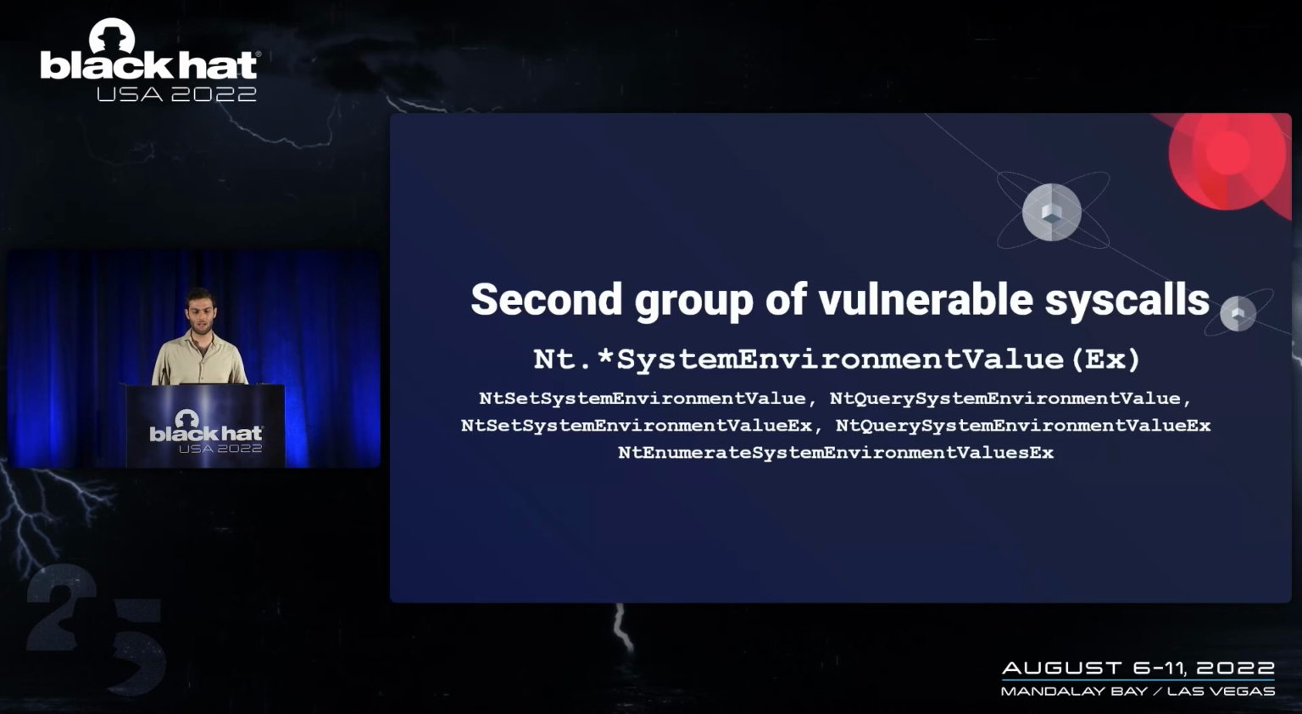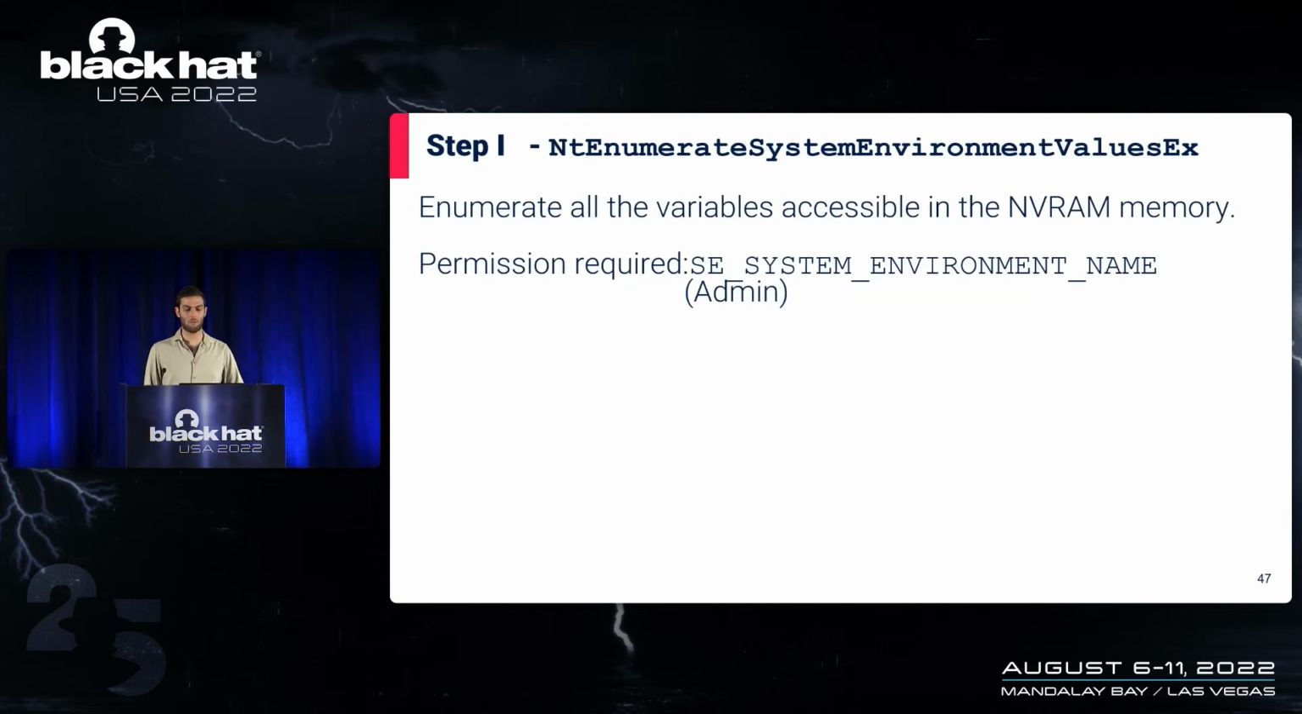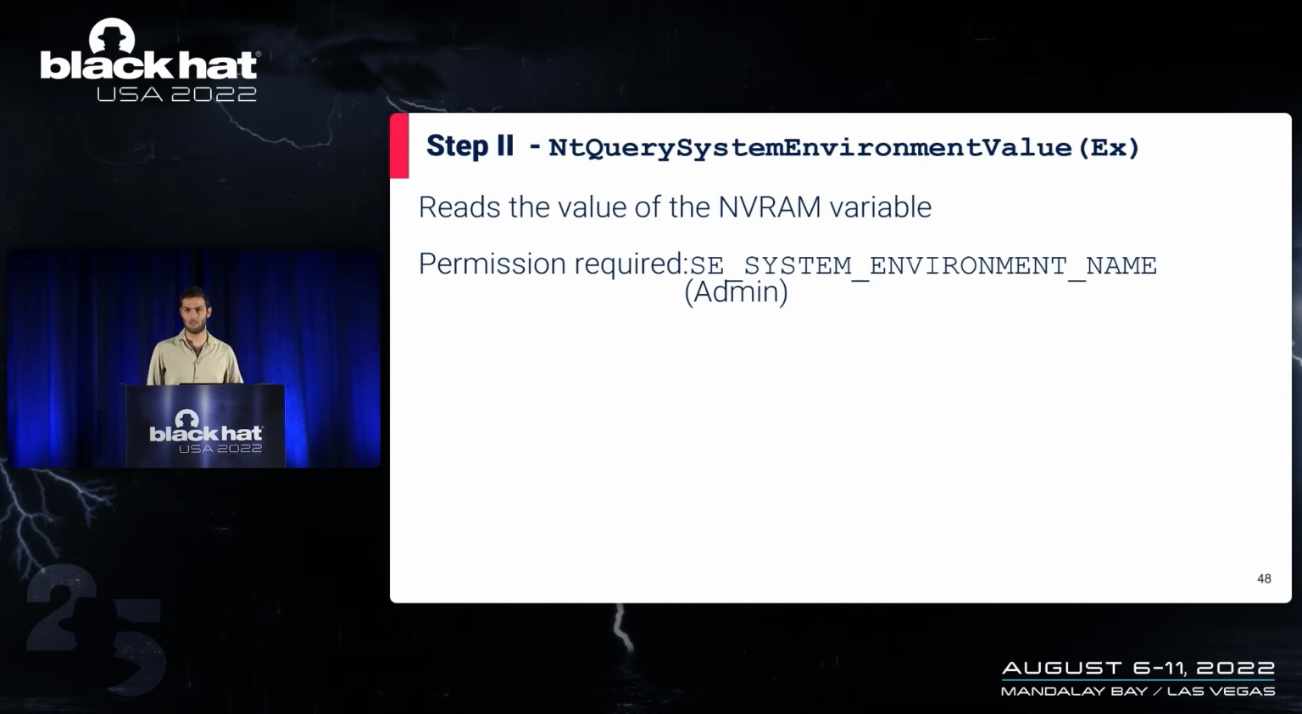After we finished the introduction, let's jump to the group of vulnerable syscalls, which are related to the NVRAM API. The first capability we need is listing NVRAM variables on the host. We do that using a syscall that lists NVRAM variables, which are accessible from the container, from the host itself, without reading them, which leads us to the second syscall.